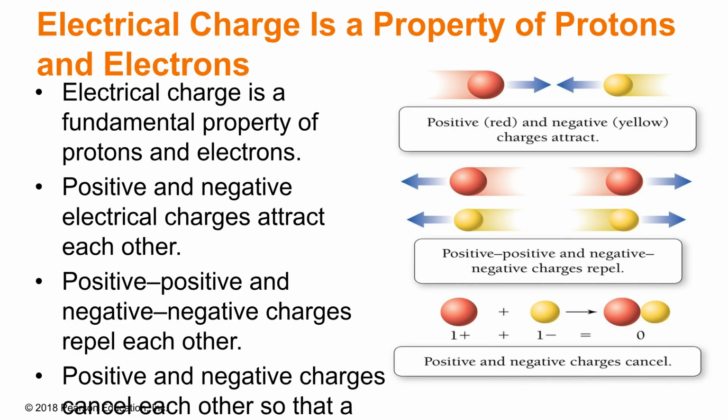Finally, electrical charge is a fundamental property. Opposite charges attract, while like charges repel. In a neutral atom, the number of positive protons and negative electrons are balanced, canceling out their charges.